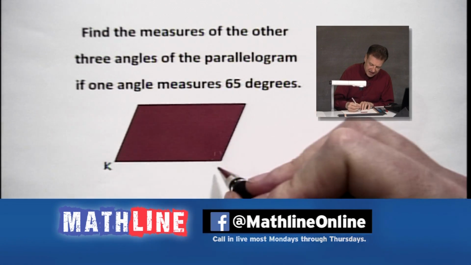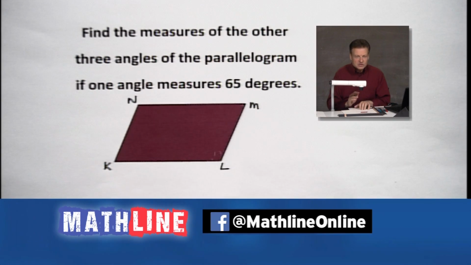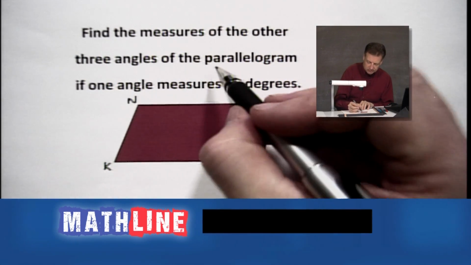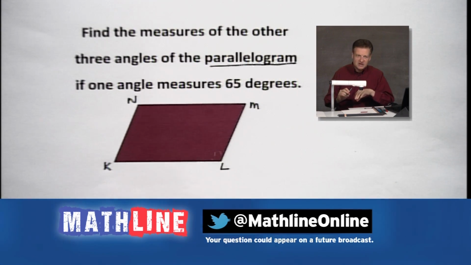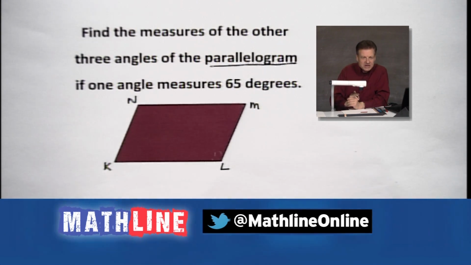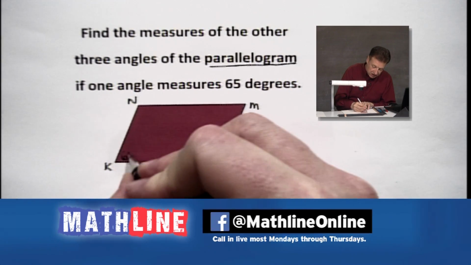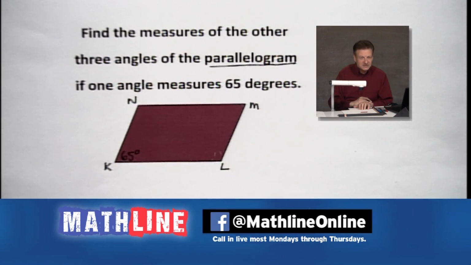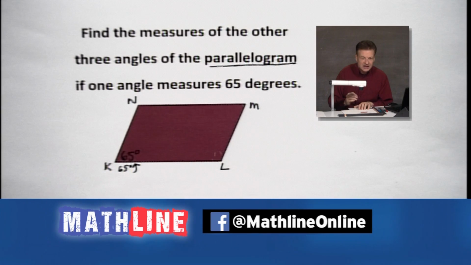So let's have it K, L, M, and N. Just work it around there. It is a parallelogram. That is given to us. And again, if you pick one of these letters, just make sure you go clockwise or counterclockwise from there to name your parallelogram. But here we don't have much to worry about. We've got a number. We've got 65 degrees. So I'm going to put it right down there. 65 degrees right in there.